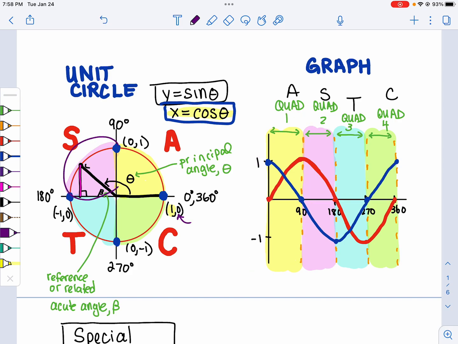You can see in this pink section over here, quadrant 2, it's the sine quadrant for the CAST rule. You can see how sine is still positive, but cos is negative. And that's because, remember, cos is our x values, so x is negative on that side of our unit circle.